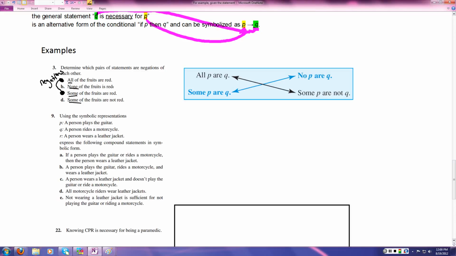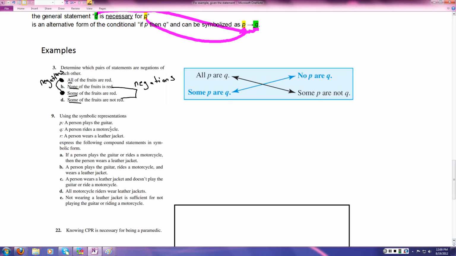None of the fruit is red, so we have no P are Q. The negation of that would be some P are Q. So none of the fruit is red, some of the fruit is red. So these two would be negations of each other. Hopefully that gives you an example of that.